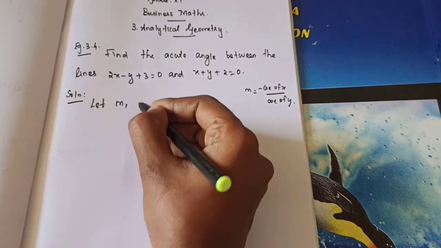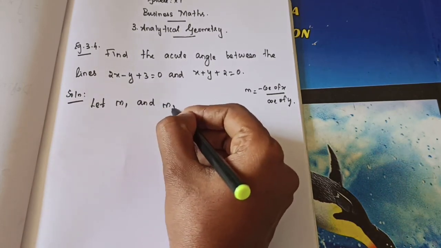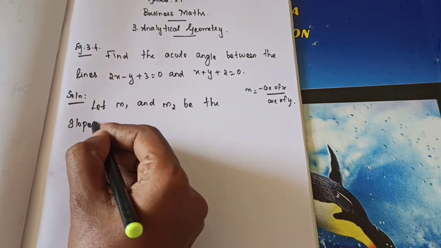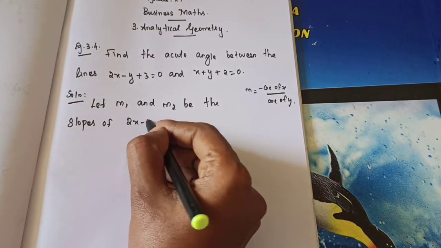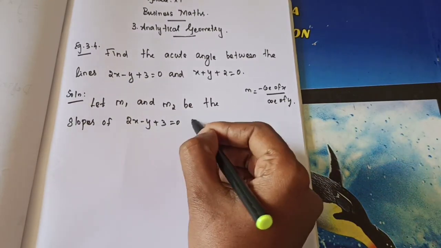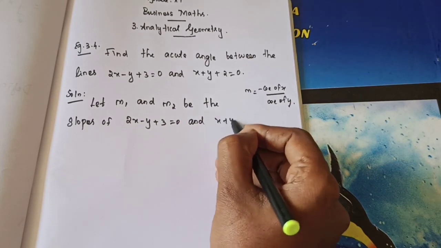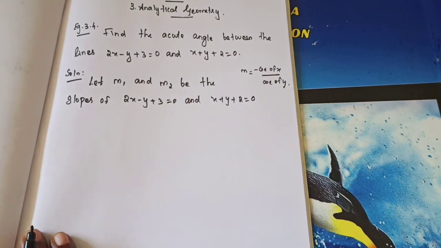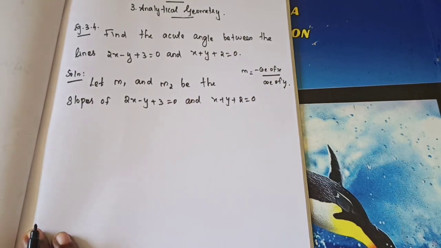Let m1 and m2 be the slopes of 2x minus y plus 3 is equal to 0 and x plus y plus 2 is equal to 0. So these two, m1 and m2, are the two slopes we have considered. Understand, students? Then next, what will you do?